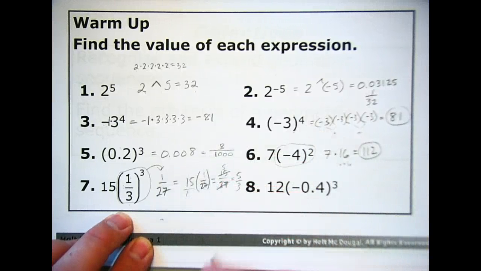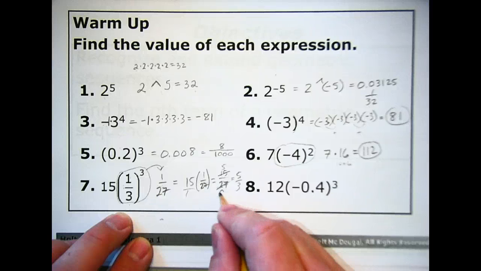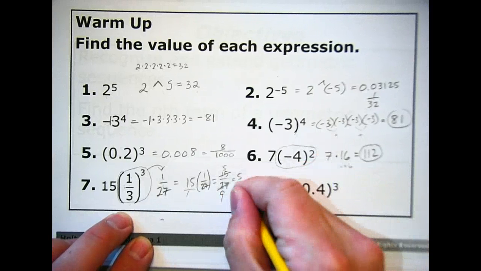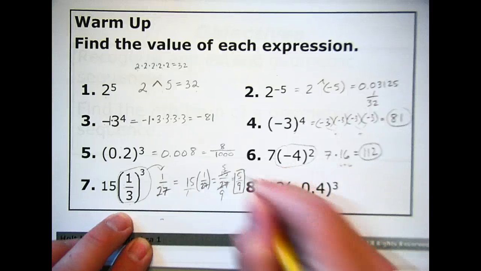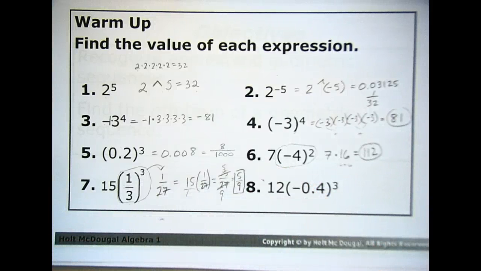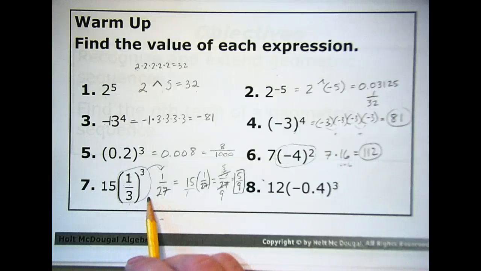How many 3s go into 27? 9, which makes this 5 nines. Hey Dan, that's the one you had. Yeah, I got that. All right, that's better. How many knew I made a mistake right here and just didn't say anything?